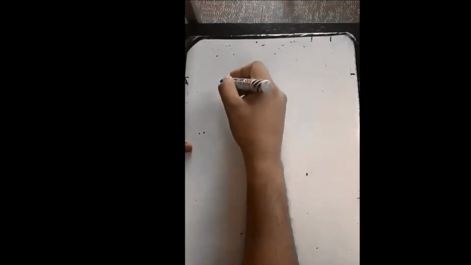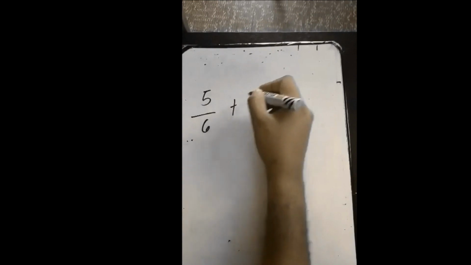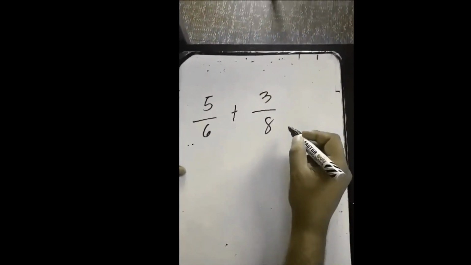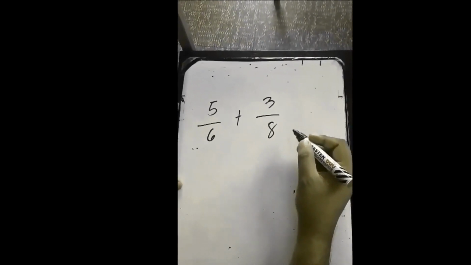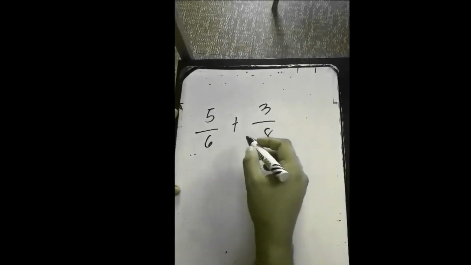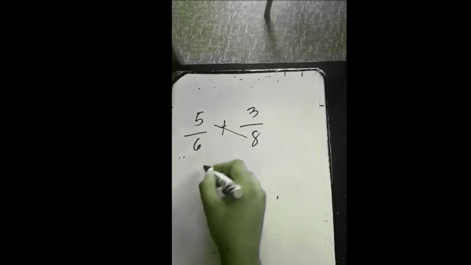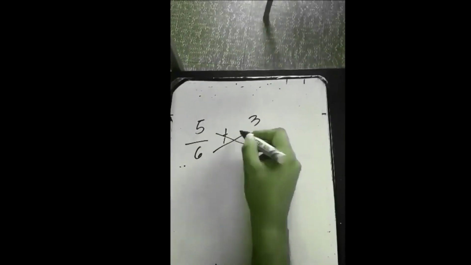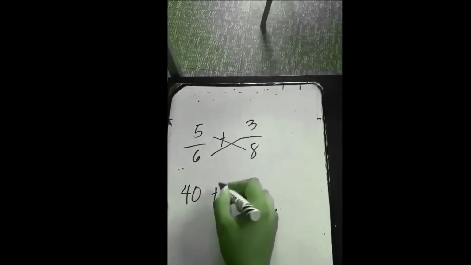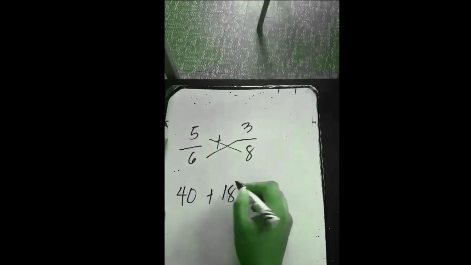Say we have 5 over 6 plus 3 over 8. Again, we go through the steps, which are doing the cross multiplication or the butterfly thing. So let's just do it like this: 5 times 8 and 6 times 3. So what's 5 times 8? That's 40, plus 6 times 3, that's 18.